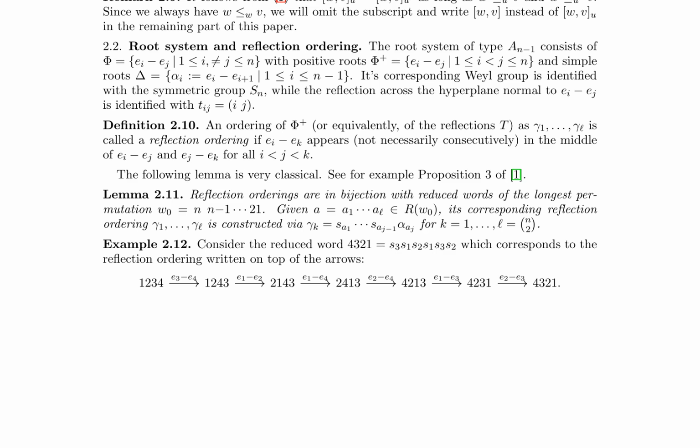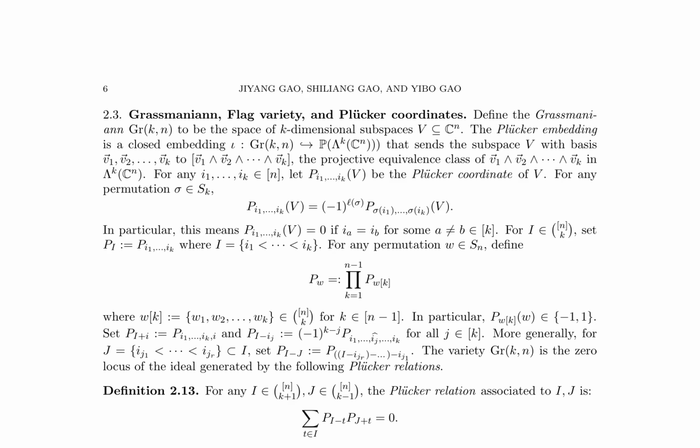The authors then move on to define the Grassmannian Gr(k,n) as the space of k-dimensional subspaces of C^n, and introduce the Plücker embedding, which sends a subspace V with basis vectors v_1, ..., v_k to the projective equivalence class of v_1 ∧ ... ∧ v_k in Λ^k C^n. The Plücker coordinates of V are defined as p_{i_1,...,i_k}(V), for any permutation sigma in S_k.